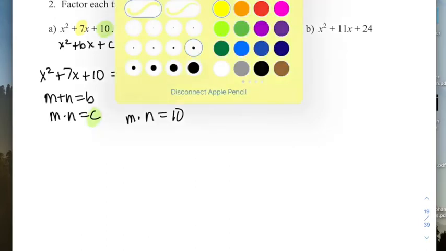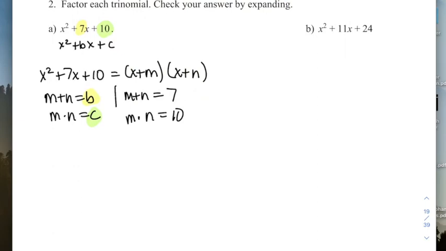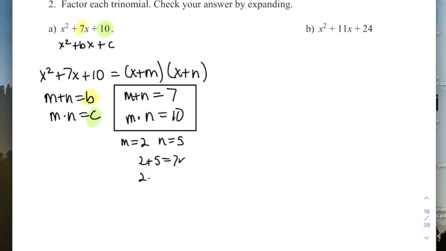If I look at this for a minute, I can probably figure out that if m equals 2 and n equals 5, that works, right? Because 2 plus 5 is 7, and 2 times 5 is 10. So I know that my m value and my n value are 2 and 5. So my answer is x squared plus 7x plus 10 equals x plus 2 times x plus 5.